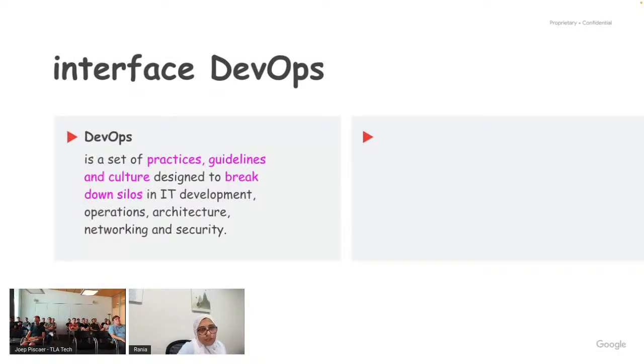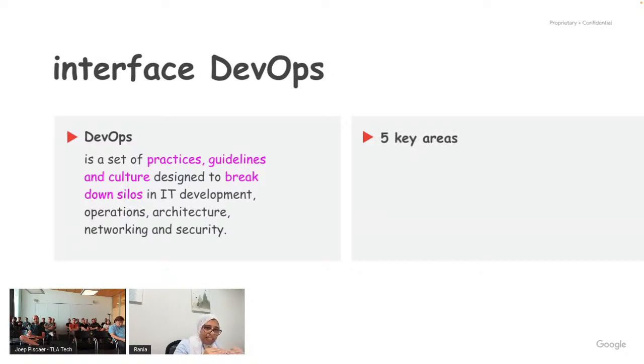So I'm going to start with the basic, simple definition for DevOps. Again, it's a set of practices and guidelines and culture that is designed and meant to break down the silos so that we don't have silos between the different teams, as I showed earlier: the architects and the security and the infra and the networking and the developers and even the testers and the product team.